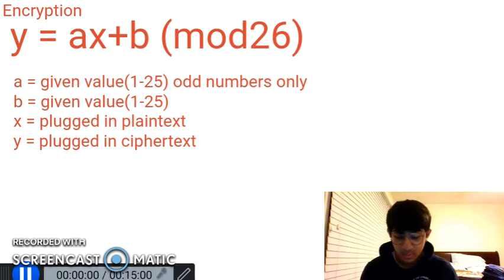And today we're going to be learning about the affine cipher. We're going to be learning about the equations, so the encryption equation and decryption equation. So let's get into it. First off, we have to start off with the encryption equation, which is y equals ax plus b mod 26.